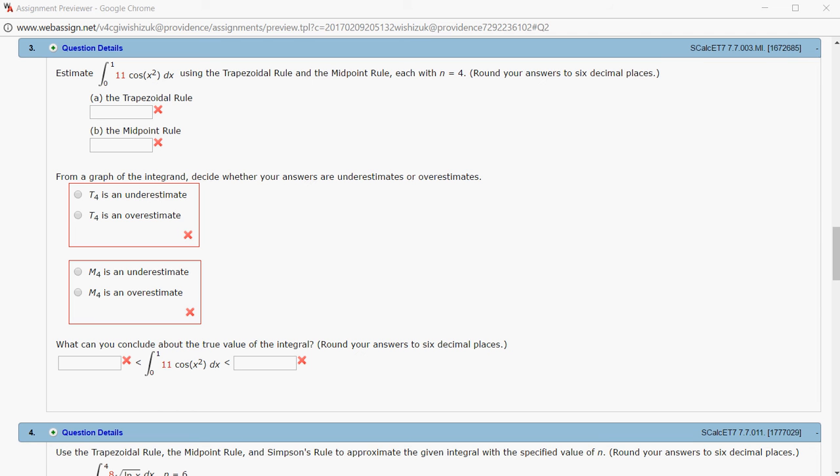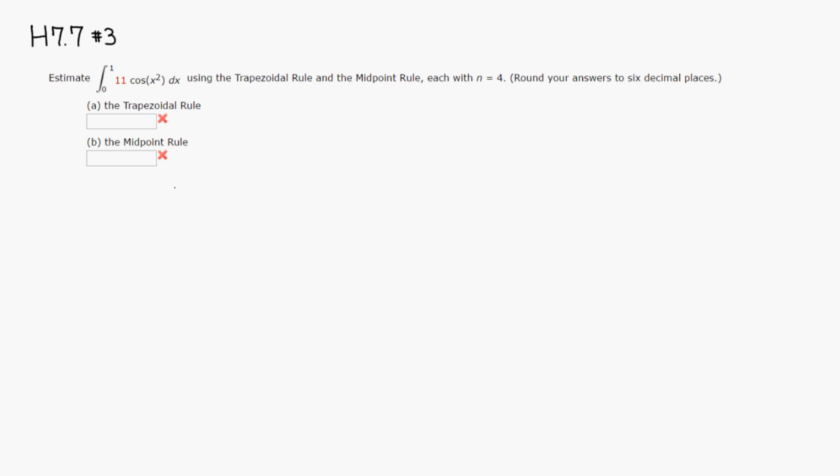All right, let's look at homework 7.7, problem number 3. We want to estimate the value of the definite integral from 0 to 1 of 11 cosine of x squared with respect to x with n equals 4. Part A, using the trapezoid rule. Let's do that first.